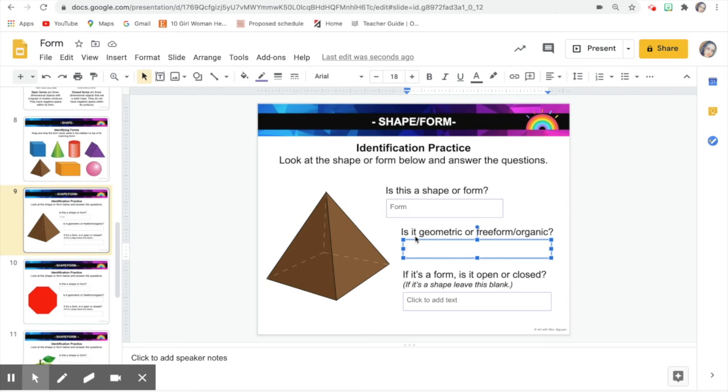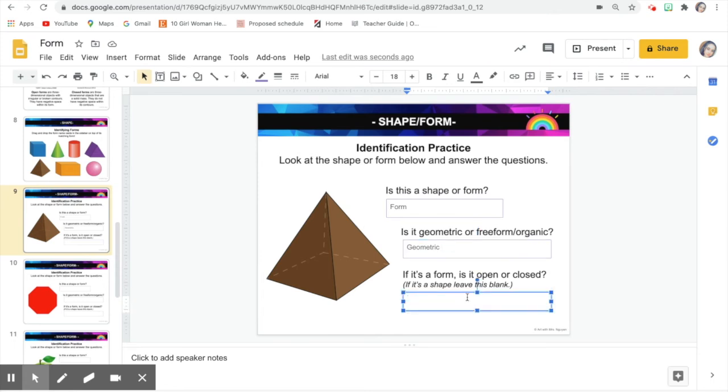Is it geometric or free form / organic? Now, can this be made mathematically, or is this something that I can probably find, kind of like an apple or a banana? Think about it. I'm going to go with geometric, because this is something that can be created mathematically.